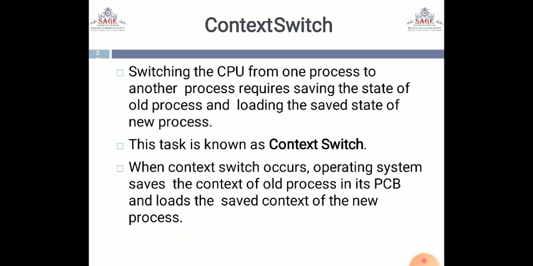So, context switching: switching the CPU from one process to another process requires saving the state of the old process and loading the saved state of the new process. Basically, whenever a process changes its state, the change is carried out by a component called the context switch.